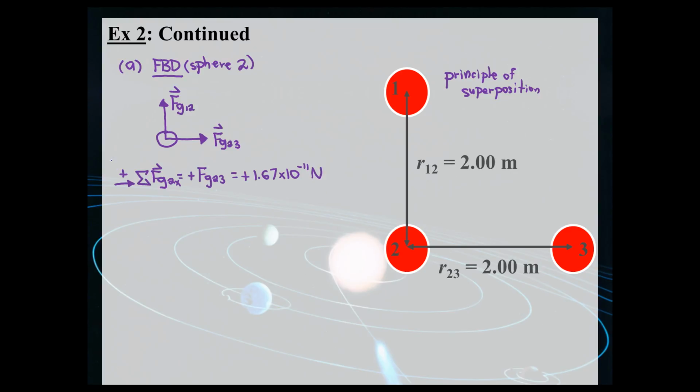Now let's figure out the net gravitational force acting on 2 in the y direction. So assume up is positive. Look at the FBD. It's not even a sum, it's just one force. It's Fg12, it points up, therefore it's positive. Not only is it positive, it has the same magnitude as the force value in the x direction. So that would be positive 1.67 times 10 to the negative 11 newtons.